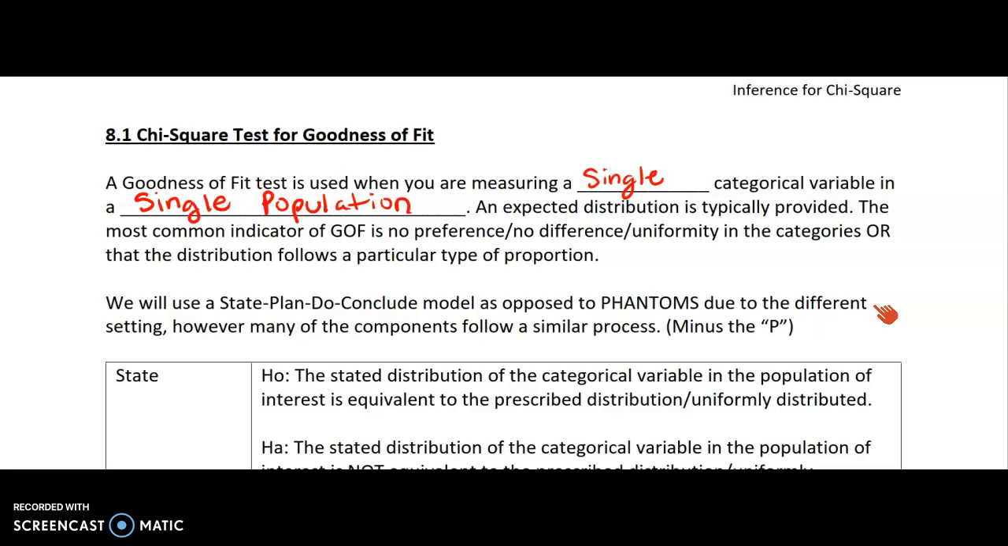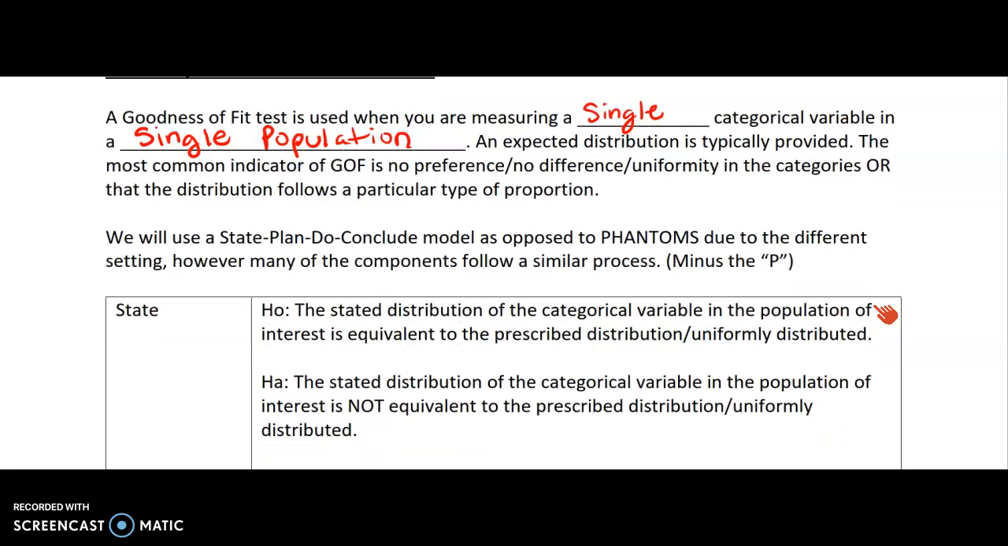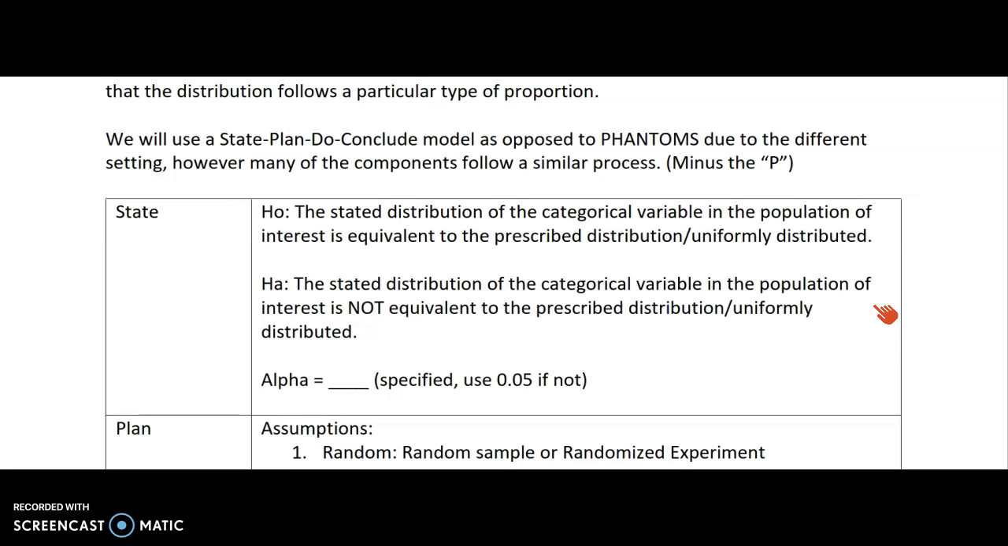Now we're still going to use our state plan do conclude model. Except for the parameter, we're going to drop the P because we're no longer estimating a single parameter. We're not looking at a single proportion or a difference in proportions, but instead I'm looking at how does the overall data fit into this distribution. So in my state, my null hypothesis is going to be that the stated distribution of the categorical variable in the population of interest is equivalent to the prescribed distribution or is uniformly distributed. And my alternative is going to be that it is not equivalent to the prescribed distribution or that it is not uniformly distributed.